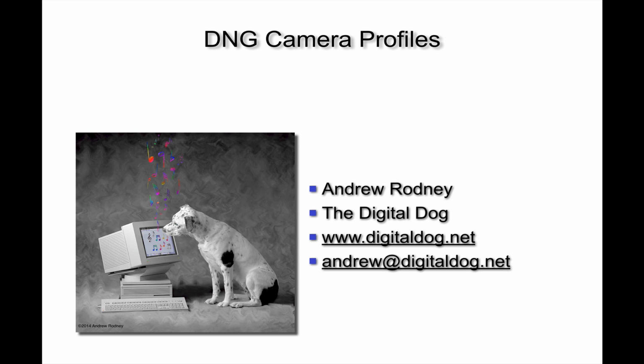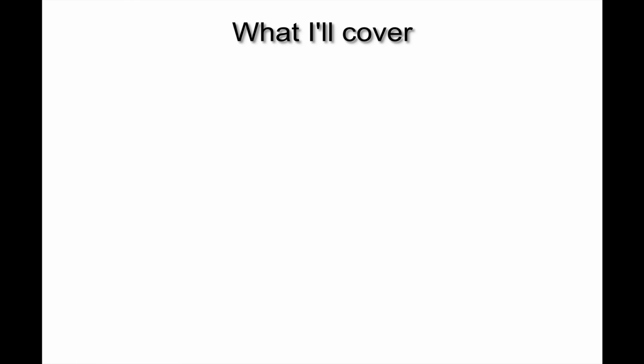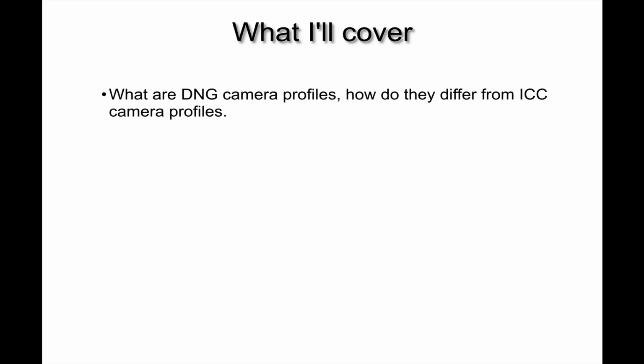Today I have a video tutorial that's going to cover the creation and use of DNG camera profiles in various RAW processors. So here's what I'm going to cover today. First of all, what are DNG camera profiles? How do they differ from ICC camera profiles?